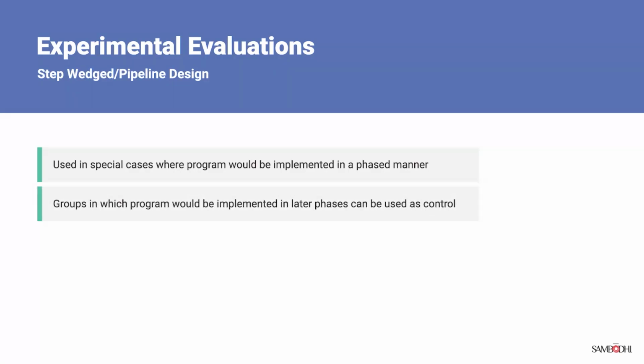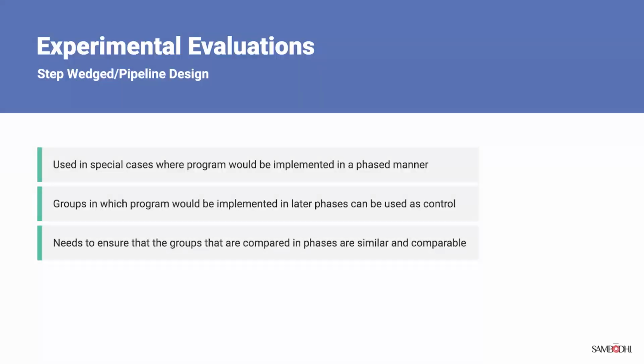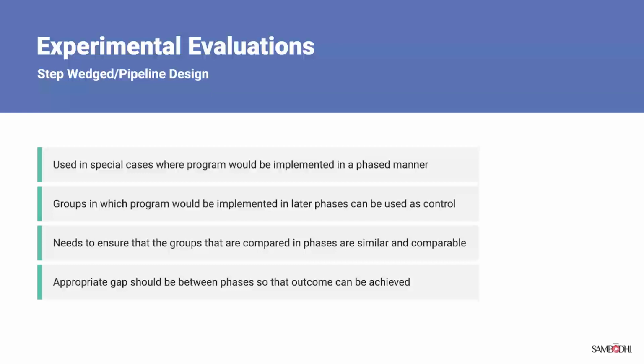A stepped wedge design is a type of randomized control trial that is used to evaluate the effectiveness of an intervention. It is used when it is not feasible to randomly assign participants to the intervention or control group at the same time. In this design, the group of participants are randomly assigned to receive the intervention at different points in time. This allows for the collection of data on the intervention's effectiveness over time, as well as the identification of any potential confounding factors. Stepped wedge designs can be a useful tool for evaluating the effectiveness of interventions in a variety of settings.